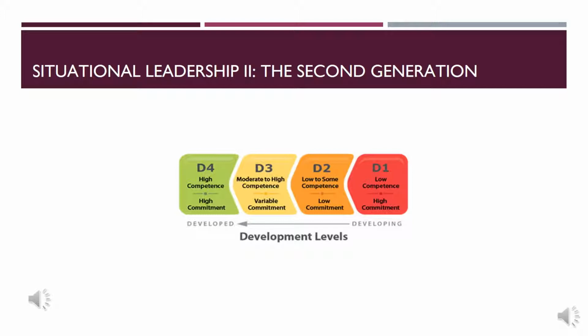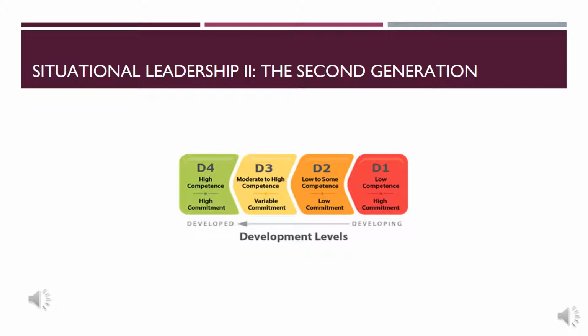Looking at the image, we'll be starting from the right side with the red block. Development level 1, or D1, is considered to be low competence with high commitment. You can imagine these may be new trainees, like new college graduate students, who have low skill but are very excited to start a new job.